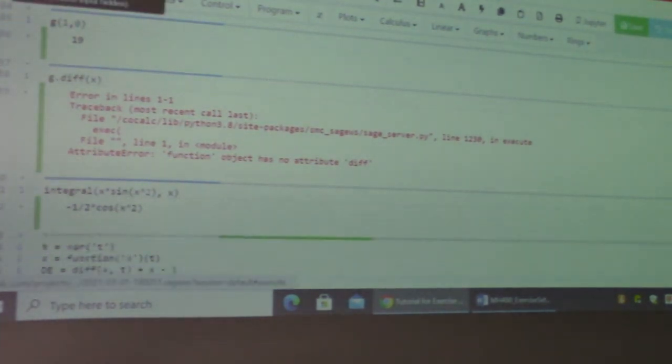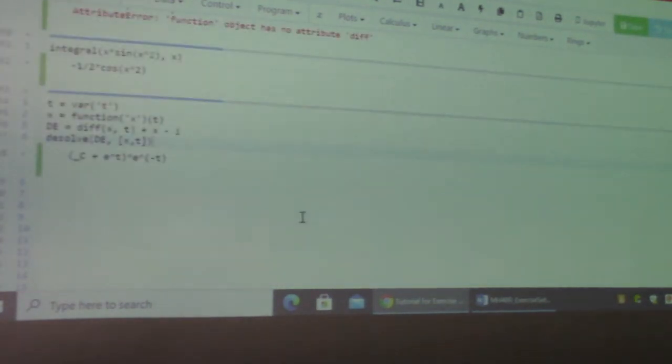Run this thing. Wow. So t is the independent variable, x is a function of t. We're looking at the differential equation, which is differentiate x with respect to t plus x minus 1. And there's the solution.